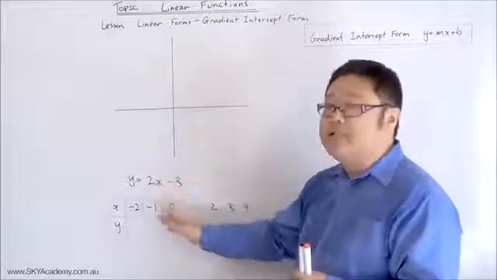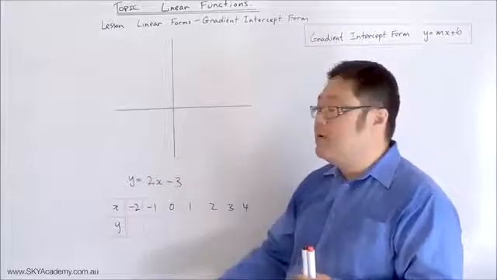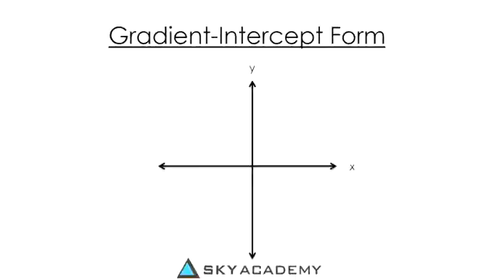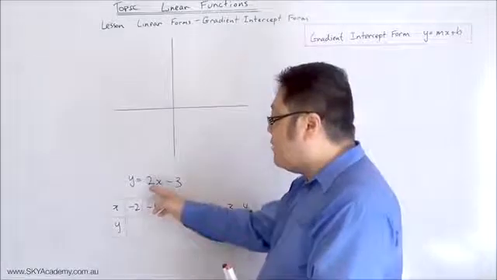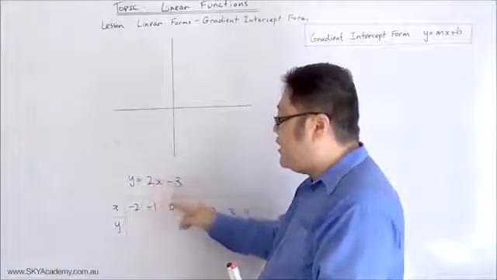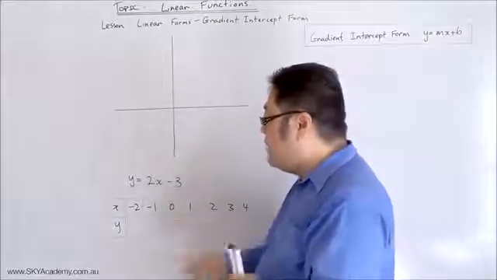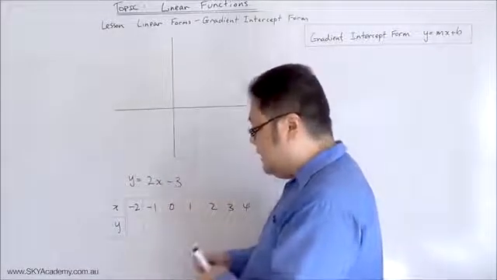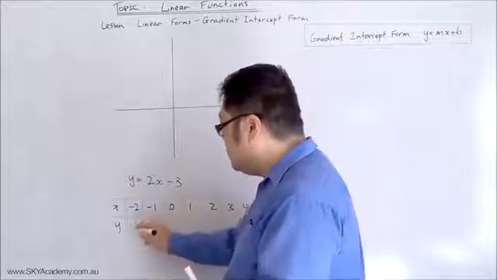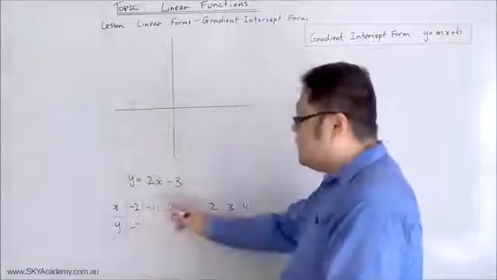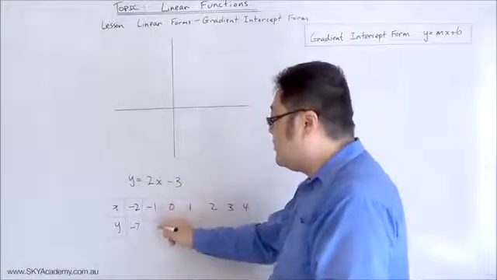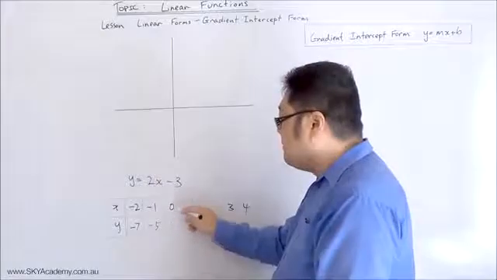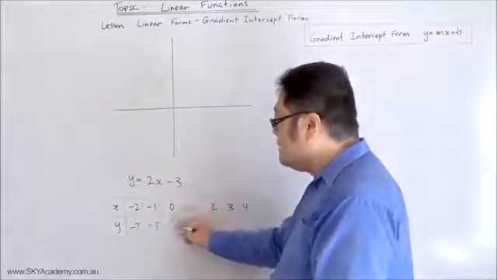So in other words, x is called your input, the numbers that we put in, and y is your output, the numbers that you get out. Let's say we put minus 2 in. Minus 2 times 2 is minus 4, minus another 3 is minus 7. Minus 1 we put in ends up being minus 2 minus 3, it's minus 5. 0 we put in, and it's minus 3.